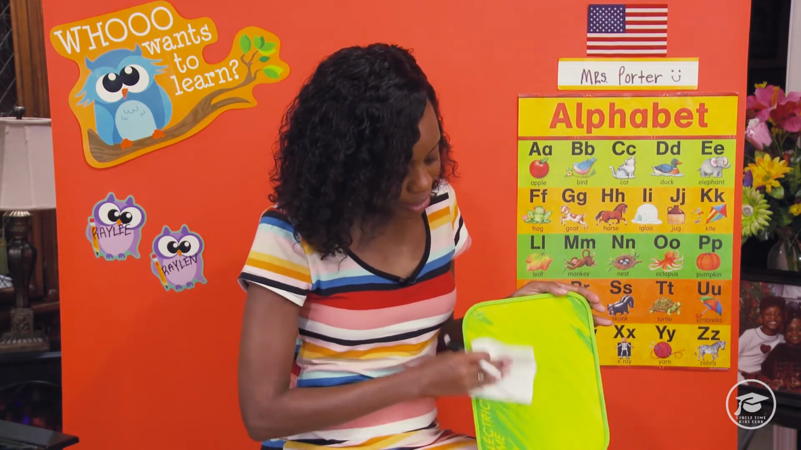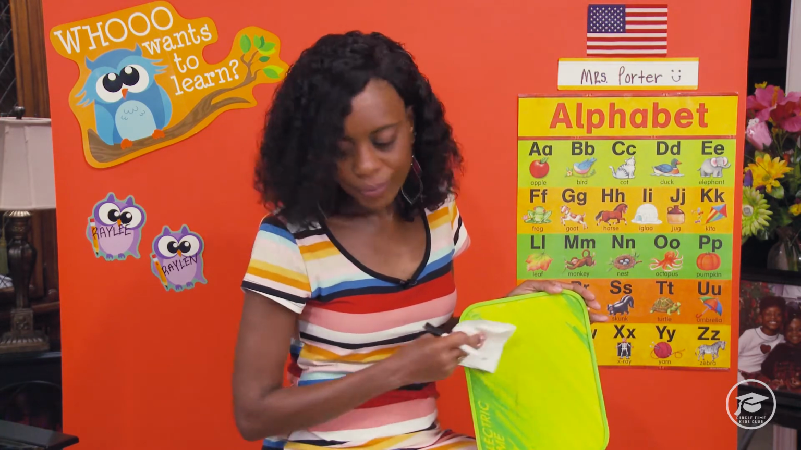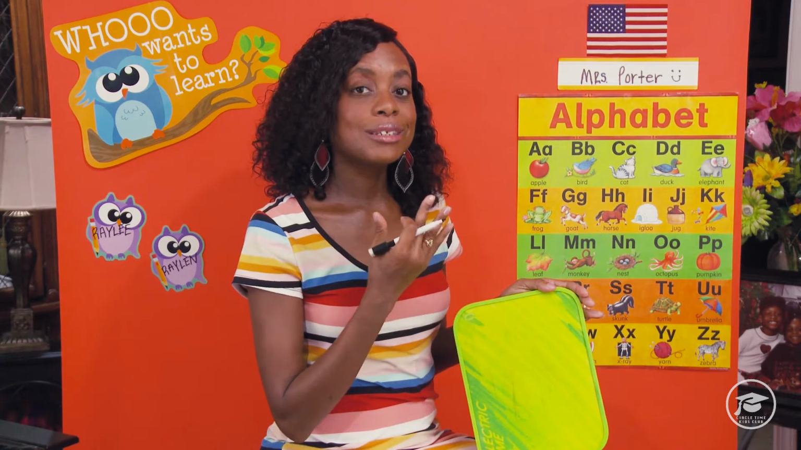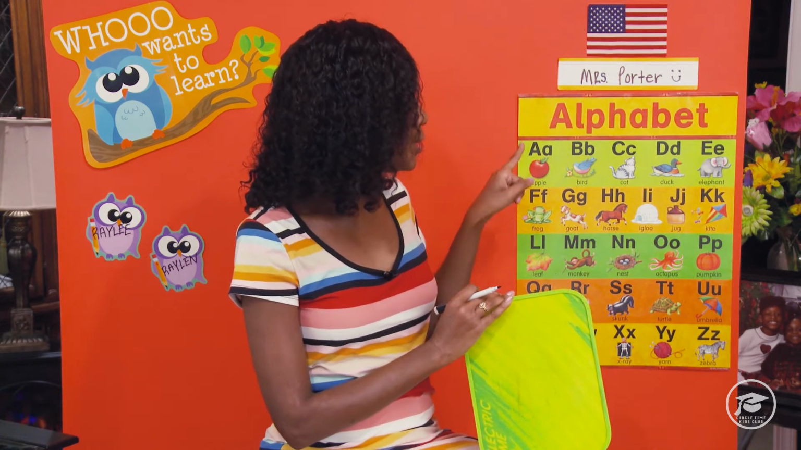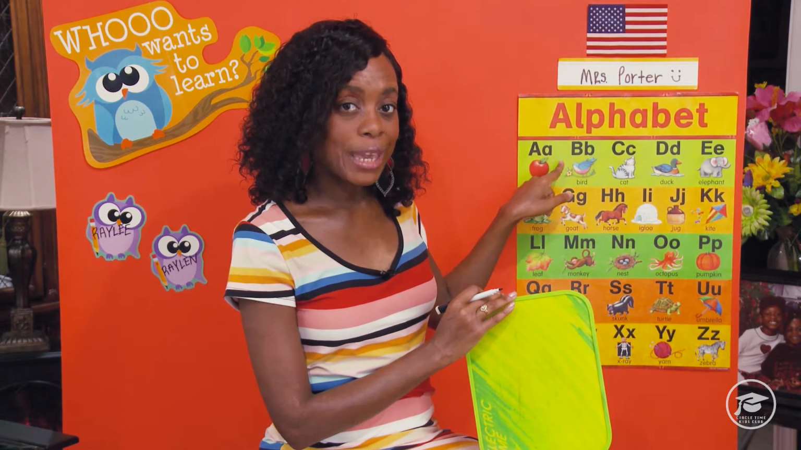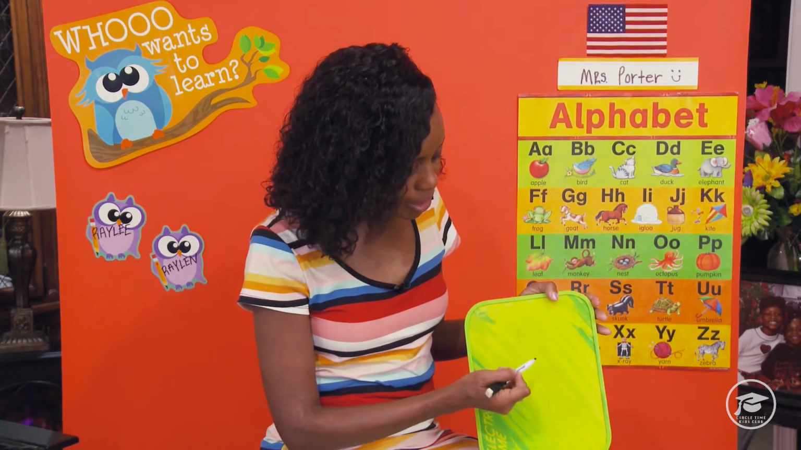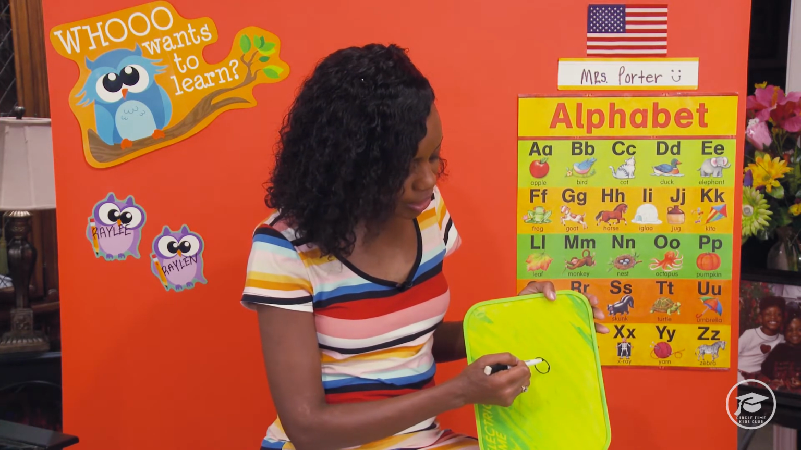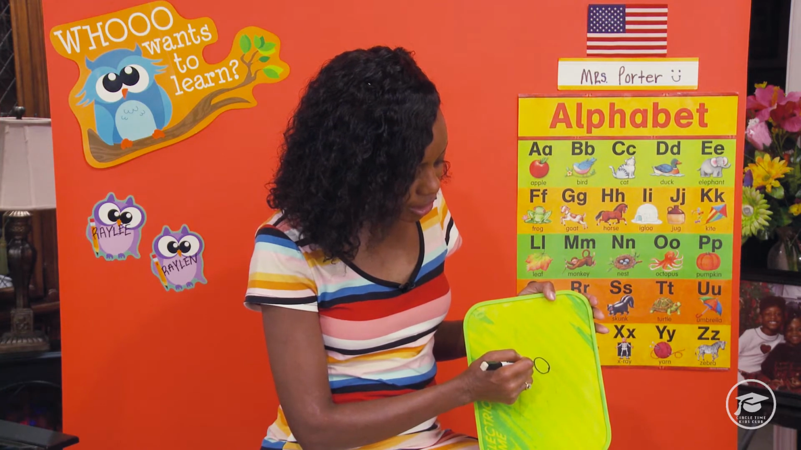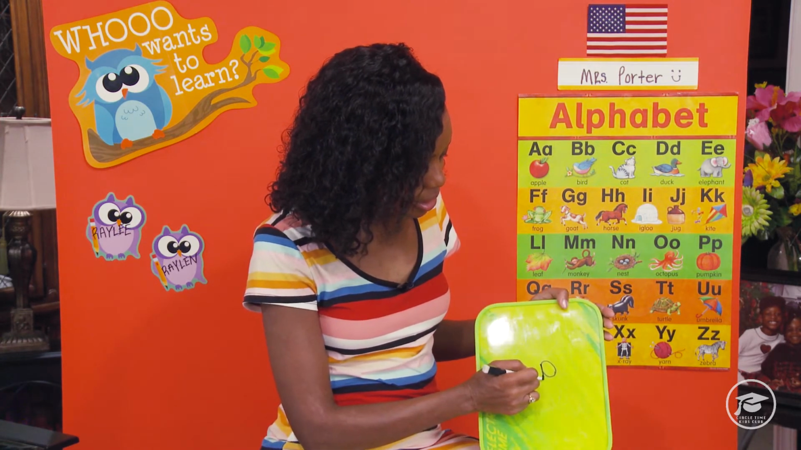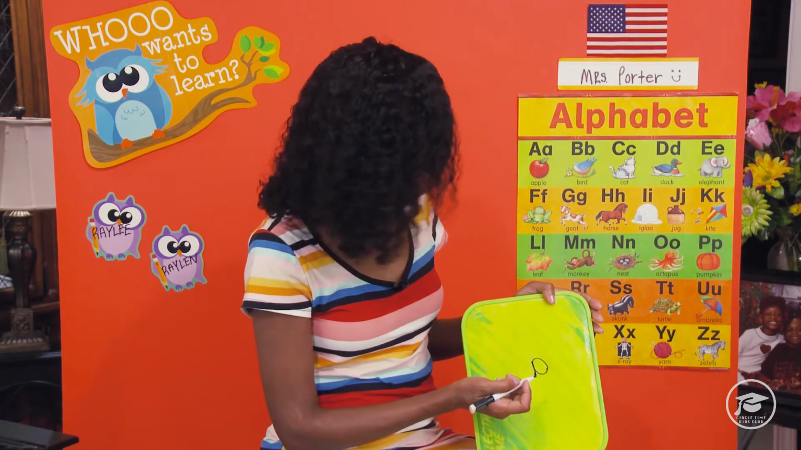Now let's do some more of a mama A, which is the larger A. See, that was the larger A. Now we're going to do the baby A. All right, so the baby A is just a circle and then a line on the side. See? Backwards.